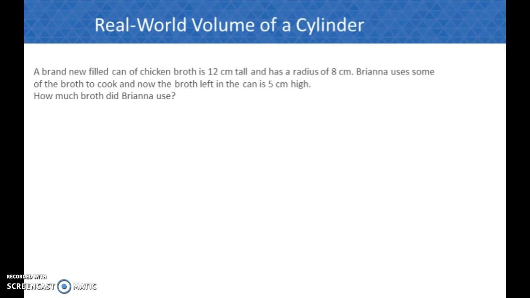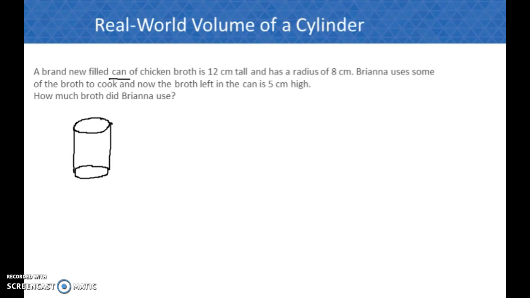Alright, so the first thing we have to do is figure out what shape this is. If we have a can of chicken broth, this is going to be an ugly picture, but y'all know what cans look like. That is a cylinder. So we know we're dealing with a cylinder, and then we have to ask ourselves, if we're filling it full of chicken broth, what are we trying to find? That would be the volume. The volume is how much you can fill it full with.